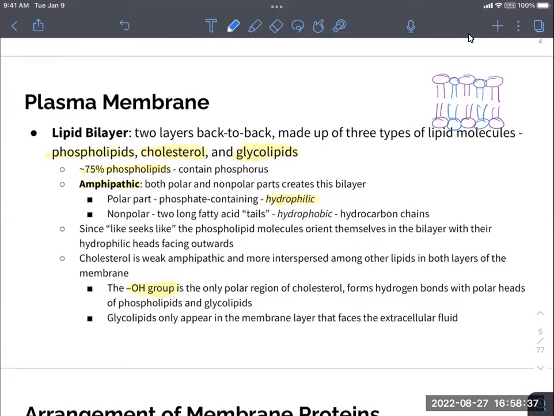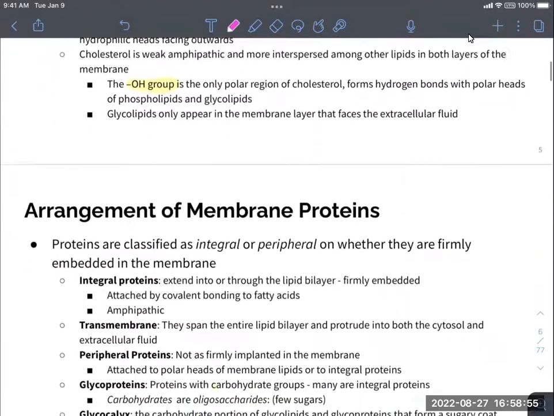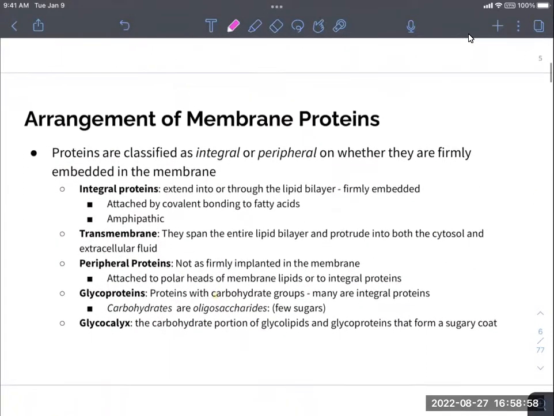Glycolipids only appear in the membrane layer that faces the extracellular matrix. So this is my outer layer. I have glycolipids that face out. They do not face in. We also have a lot of proteins in this membrane. Proteins can be integral or peripheral, and they help to move things across the membrane.